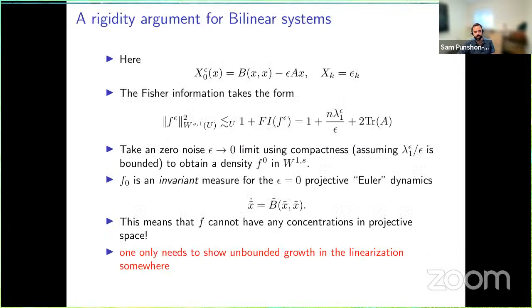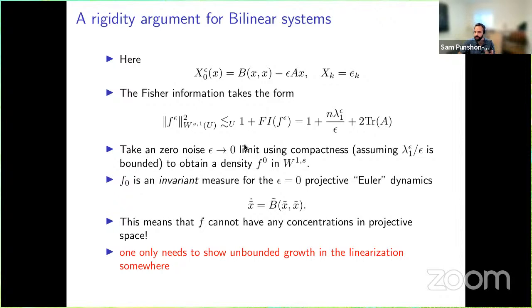And so I'll finish up by arguing a little bit about how to finish the argument. Assuming we have that estimate, let's apply it to these bilinear systems. So this x0 was our drift, and xk are the constant noise directions. Then the Fisher information inequality that I had takes this form. The sum of the Lyapunov exponents ends up just being the trace of the dissipation matrix. And so this is the inequality we have, where we have lambda 1 over epsilon. Now we're going to assume by contradiction that lambda 1 over epsilon is bounded. And if it's bounded in epsilon, then we have a uniform regularity estimate on f.